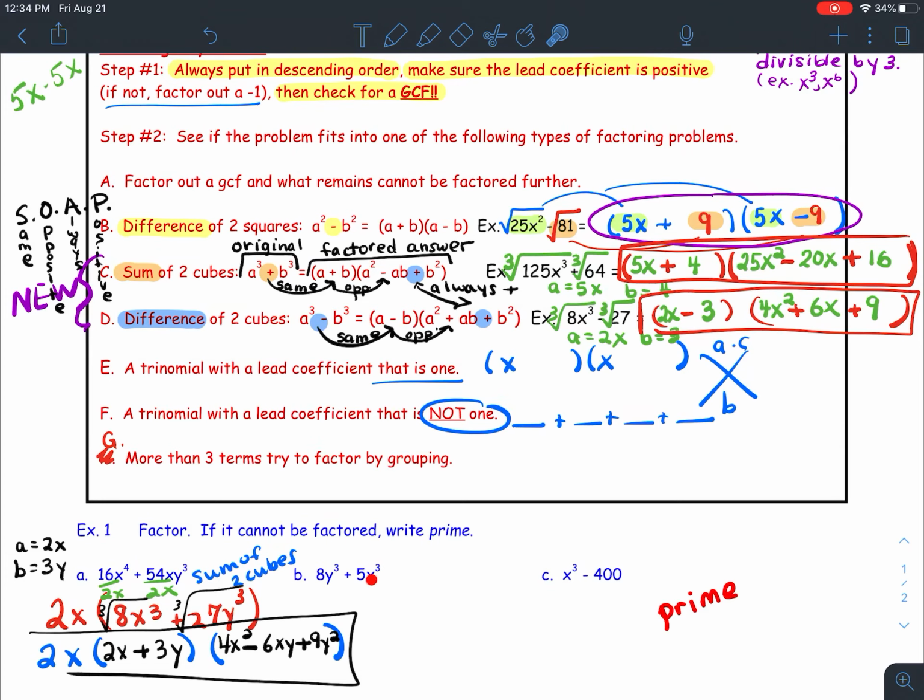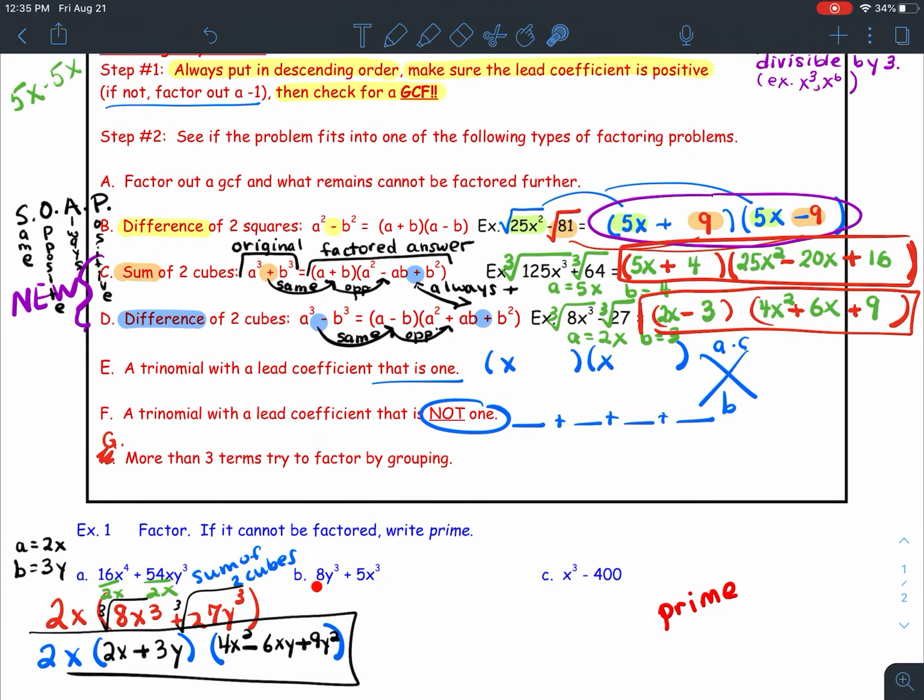Okay? All right, let's take a look at example B. I'm looking for a GCF. I'm not seeing any numbers or letters that I could remove from these, so there's no GCF. I'm going to skim down here and ask, does this fit into any of these categories? It's not option A, because I couldn't even pull out a GCF. It's not E, F, or G, because this is only a binomial. I see addition, so that eliminates the difference of 2 squares or the difference of 2 cubes. The only thing it possibly could be is a sum of 2 cubes.